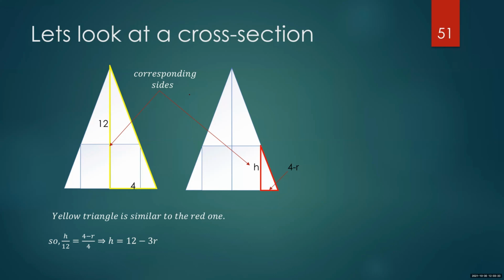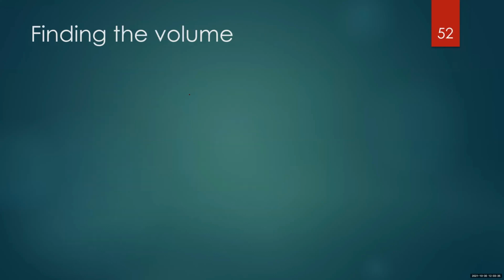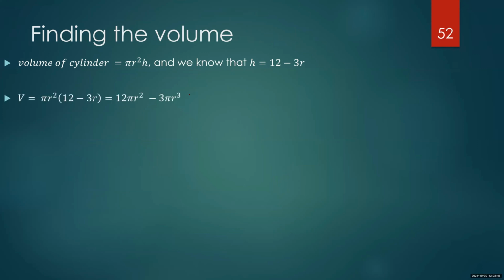Okay. So moving on, we want to find the volume. The volume of a cylinder is pi r squared h. And we know that h is equal to 12 minus 3r. So the volume is pi r squared into 12 minus 3r. That's 12 pi r squared minus 3 pi r cubed. So that's the second part of the question answered. We've got an expression for V in terms of r, the radius of the cylinder.